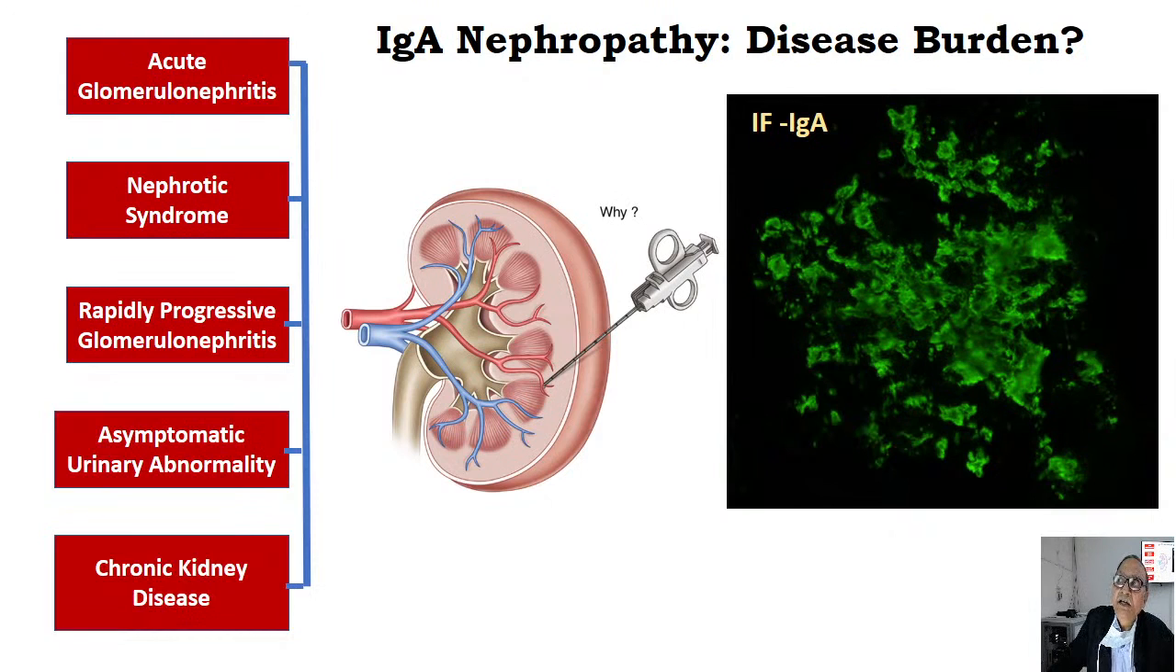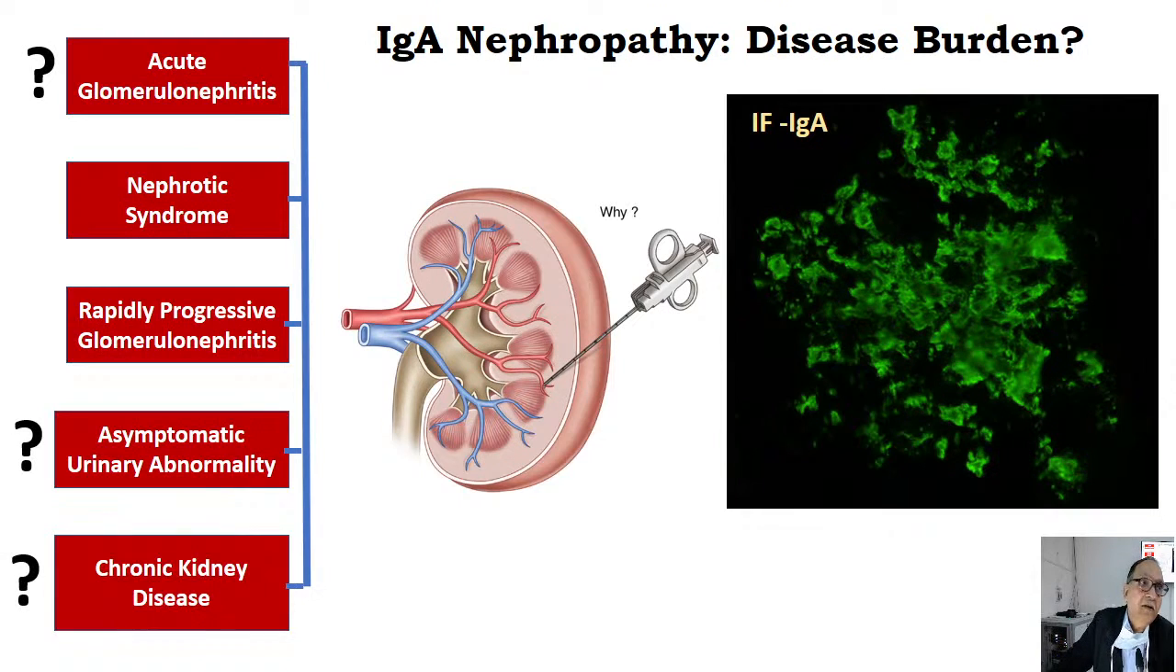On the left side are the 5 clinical syndromes with which glomerular disease can present: acute glomerulonephritis, nephrotic syndrome, rapidly progressive glomerulonephritis, asymptomatic urinary abnormality, and chronic kidney disease. Now, what IgA nephropathy requires is a histological diagnosis, so every patient needs to be biopsied. Not only biopsied, but it should also have an immunofluorescence so that it can demonstrate predominant IgA deposit in the mesangium. But you see the controversy.